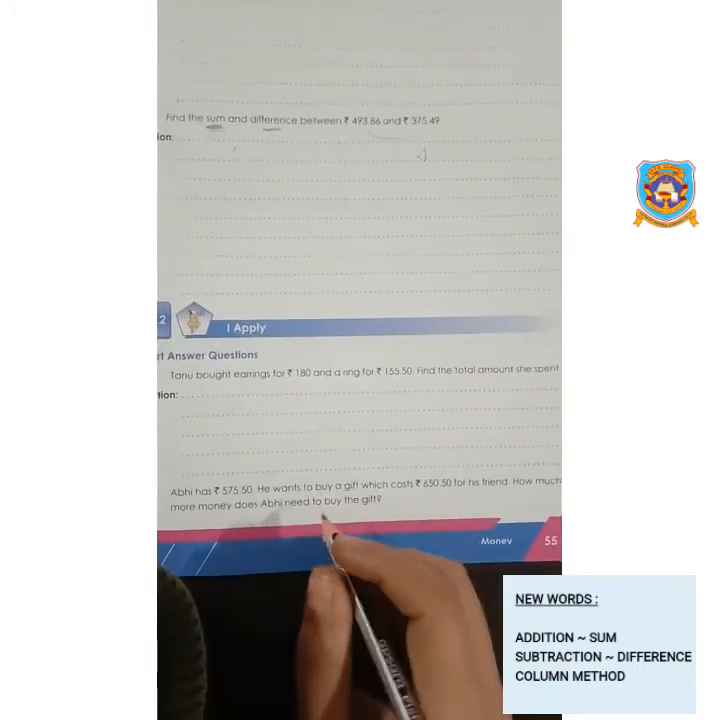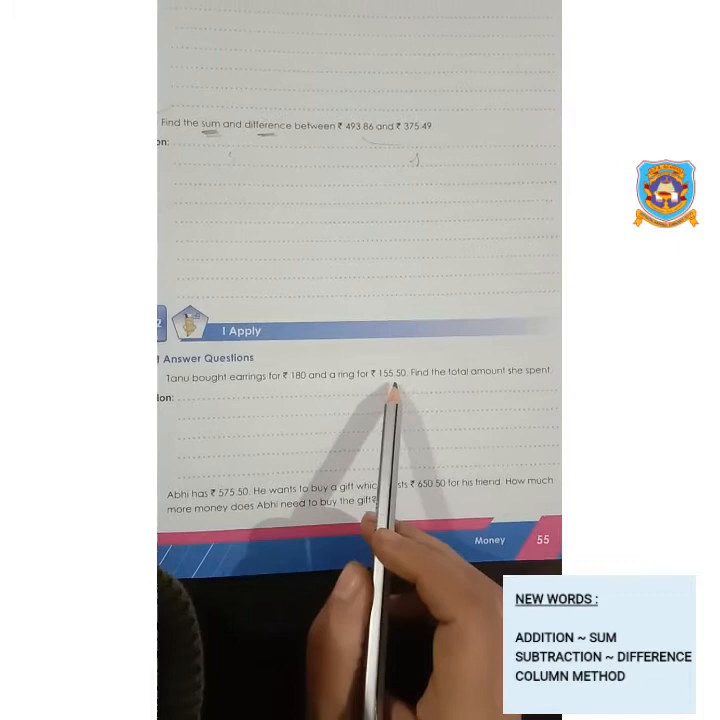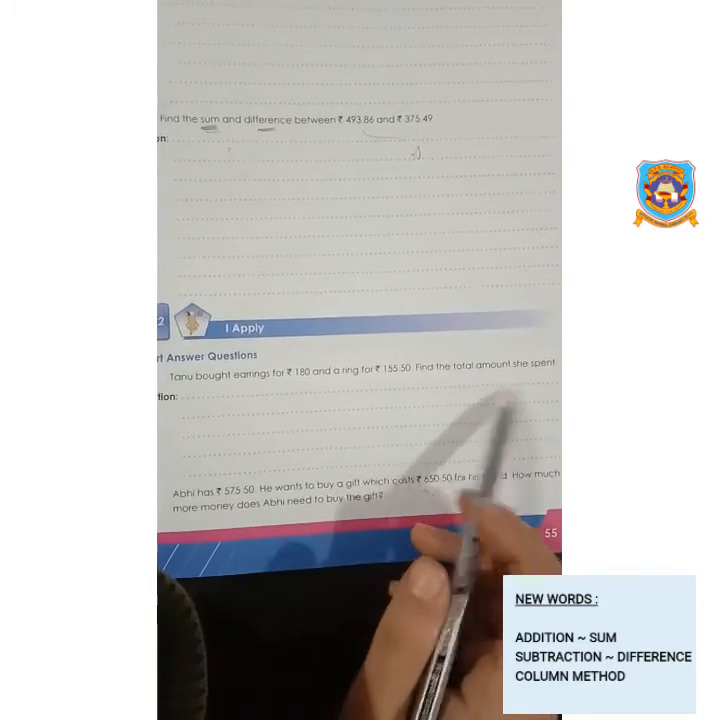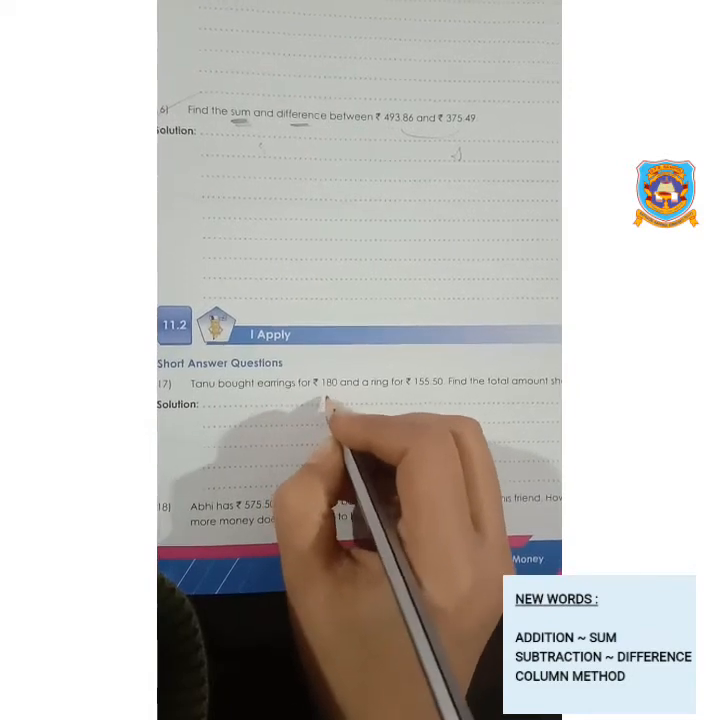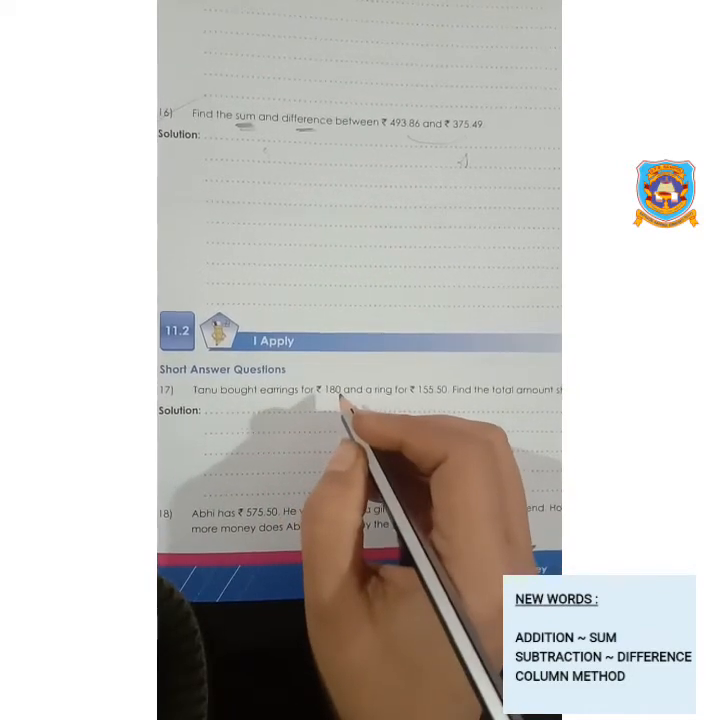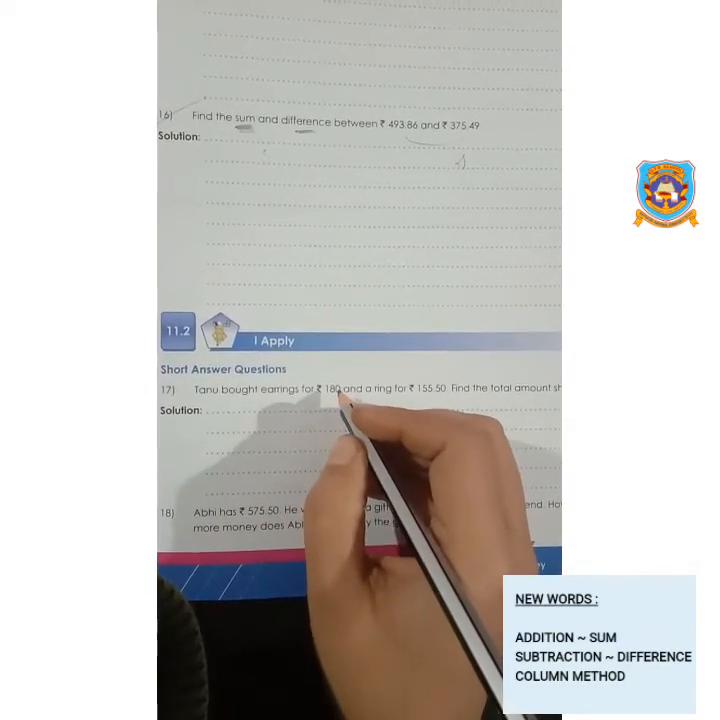Question number 17, Tanu bought earrings for rupees 180 and a ring for rupees 155.50. Find the total amount she spent. Okay, so I'm not going to write the statement, you can write by yourself, or the answer when I'll be uploading, you can check it from the Google Classroom.